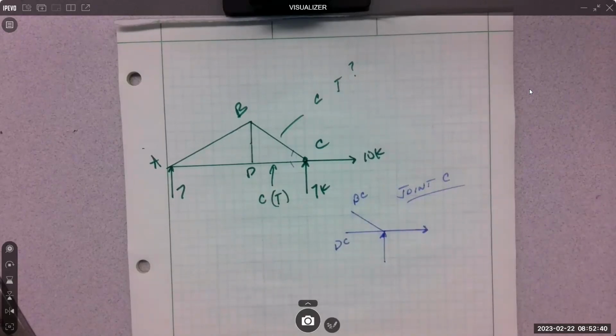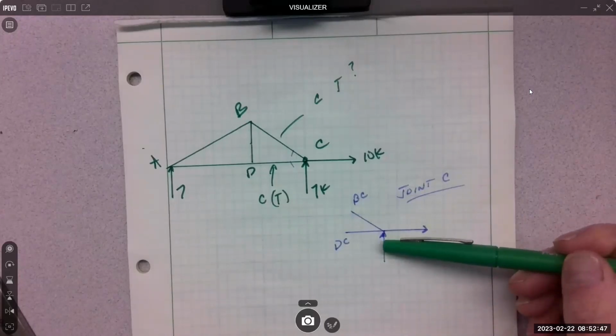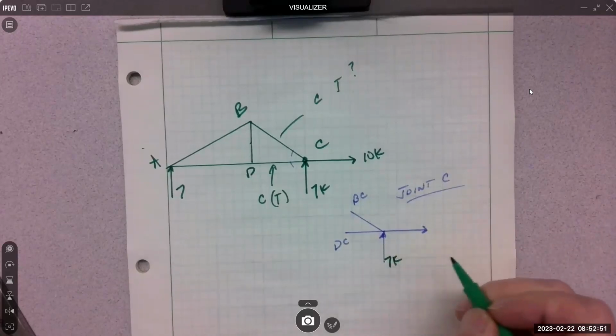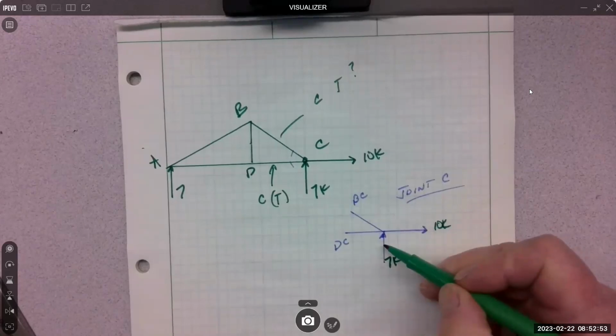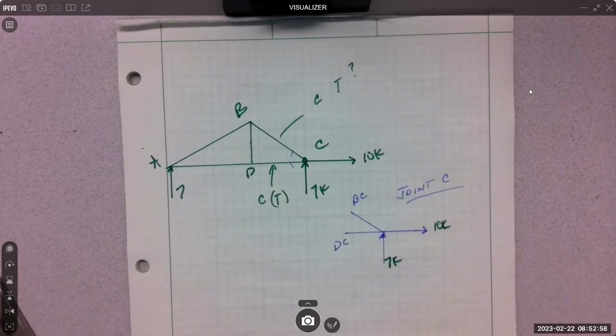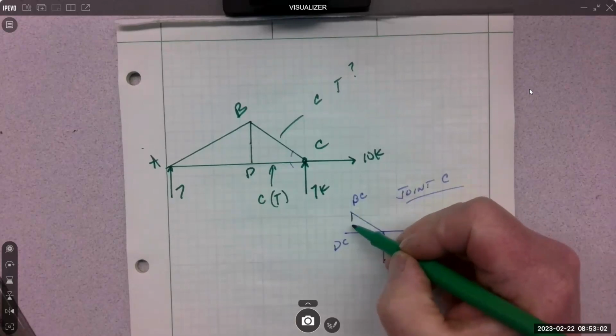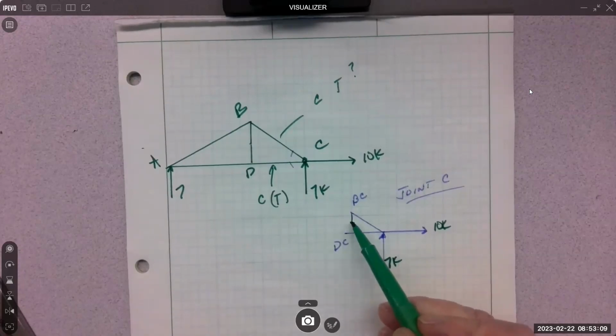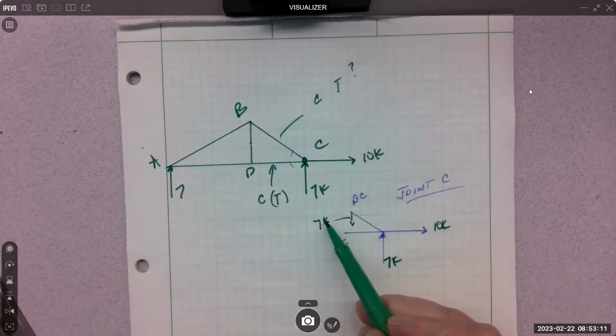What about the Y direction? What's going on in the Y direction? This is going up. That's given, right? It's like 7K. This is 10K. But this is definitely going up. It's not an unknown, it's a known. So how do I balance that? I've got to have down. The component of BC must go down. How big is it? 7K. Got to be.